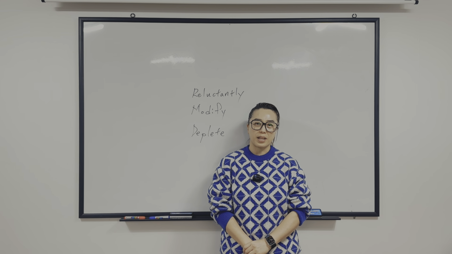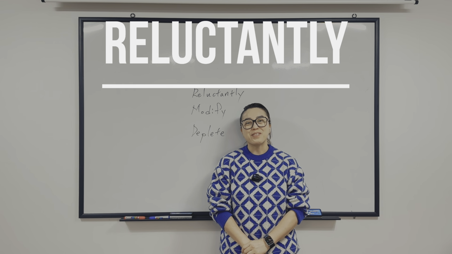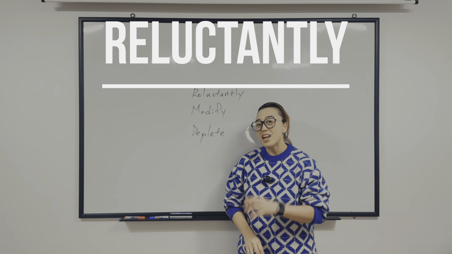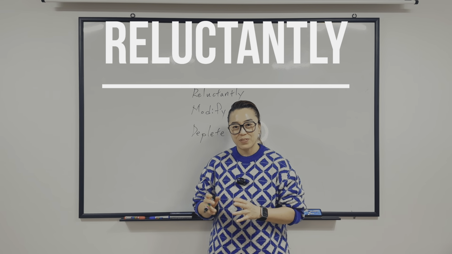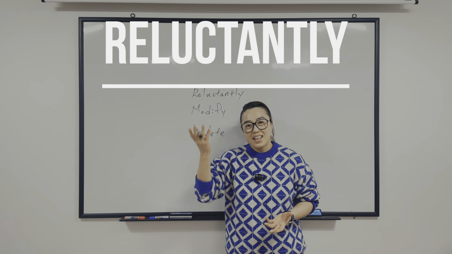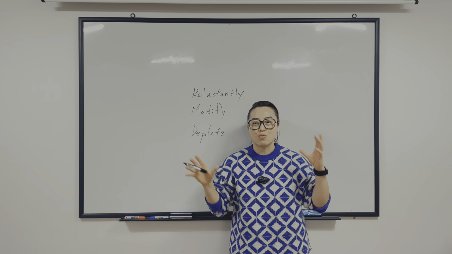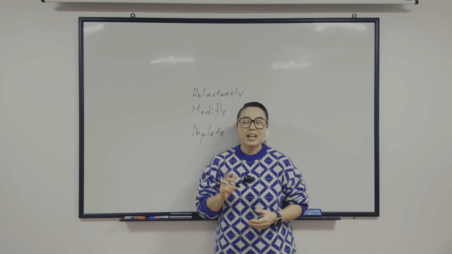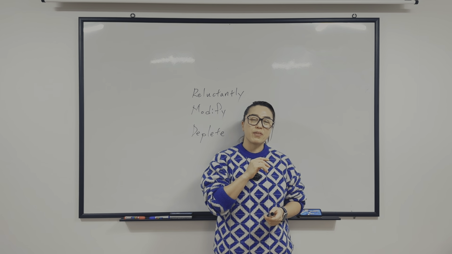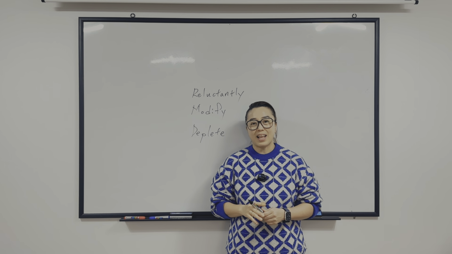So what is the word that I just chose? Okay. Reluctantly, that was the word that I actually chose. And reluctant is the adjective. Reluctantly is the adverb. And what is the difference? An adjective is the word that you use to modify or describe something. And the adverb is the word that you use to modify the adjective, giving more information about the sentence. That is the function of adverbs and adjectives.